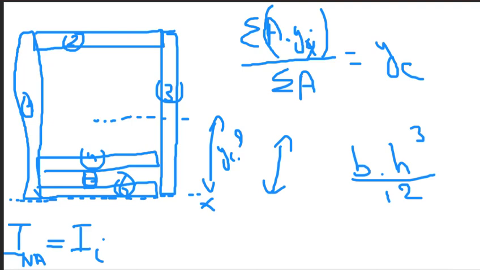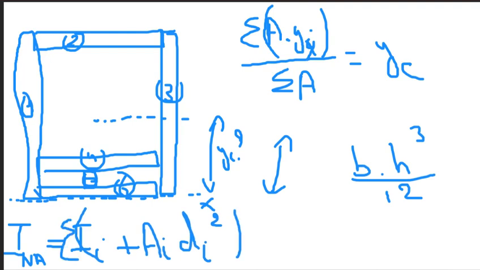The correction is the surface of the element multiplied by its distance towards the neutral axis squared. This is a plus. And this you do for every element. And then you find the I around the neutral axis. But there are things you have to do.